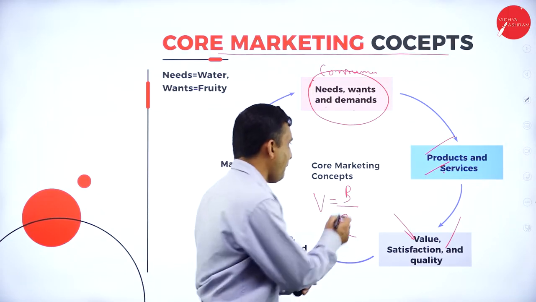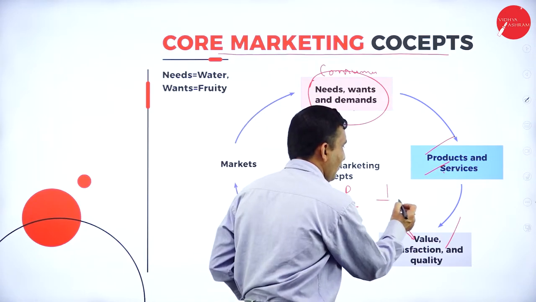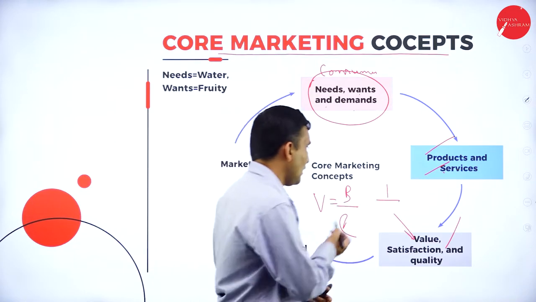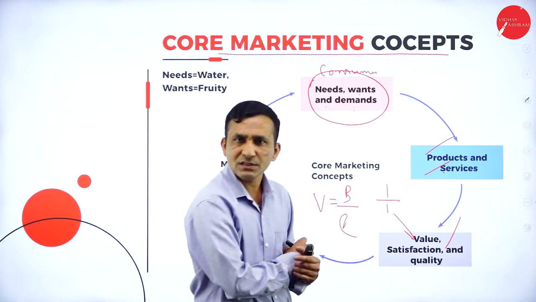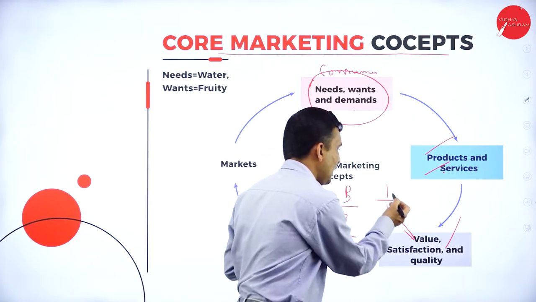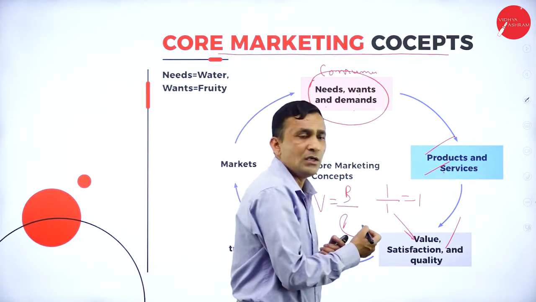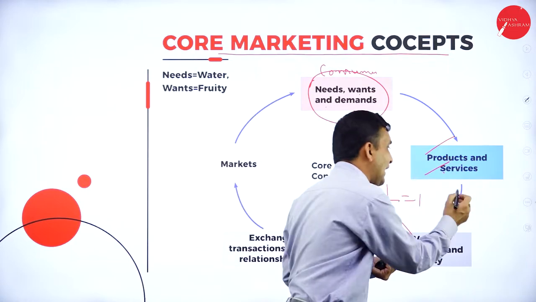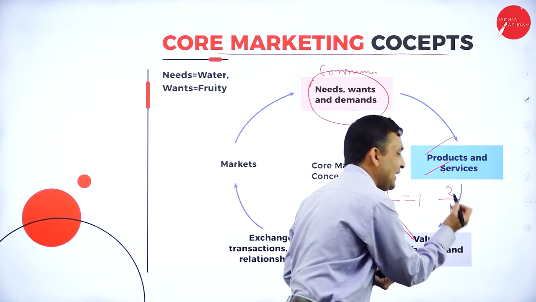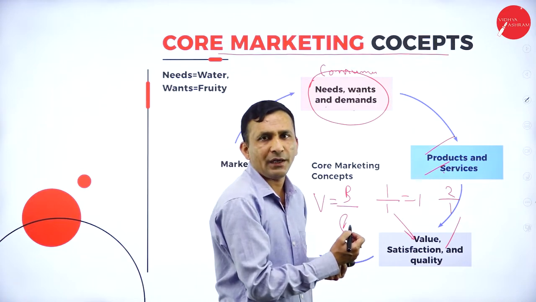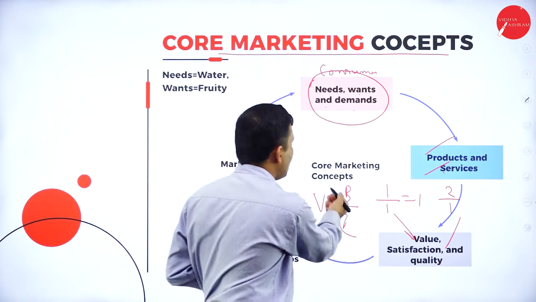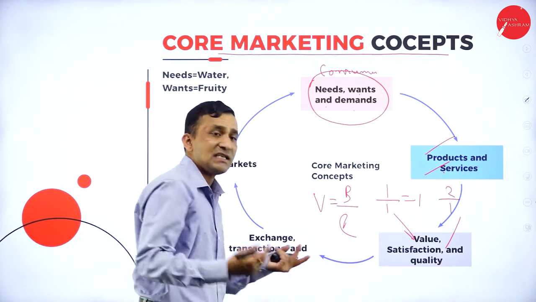So suppose you are providing only one benefit. The price is one. Understood? The value is one divided by one. You are getting one. Suppose you are adding two benefits. The price is one. Are you getting it? So same thing, a simple formula to calculate value, and satisfaction.